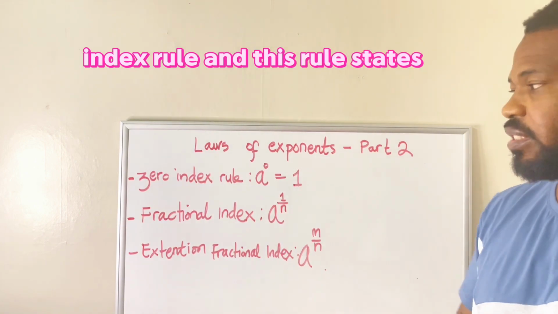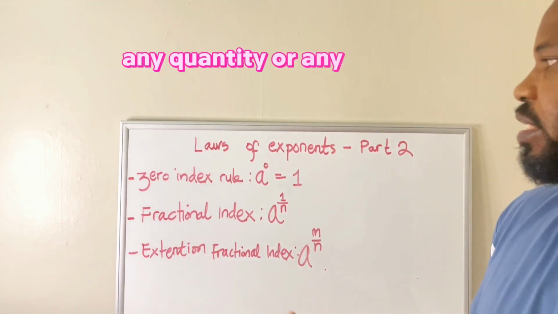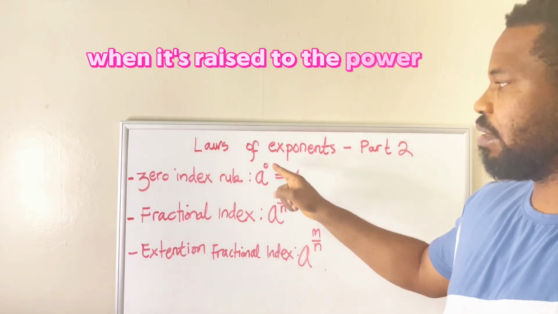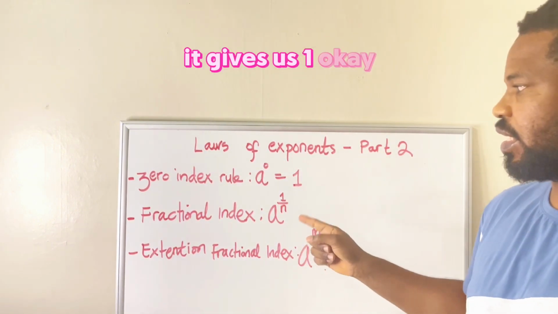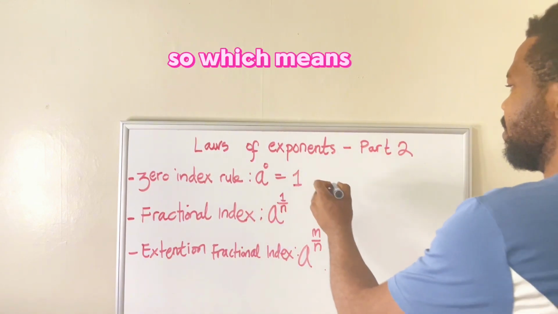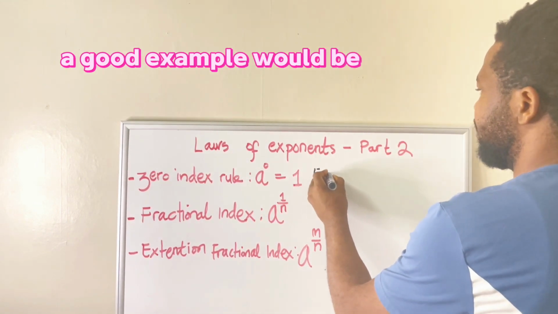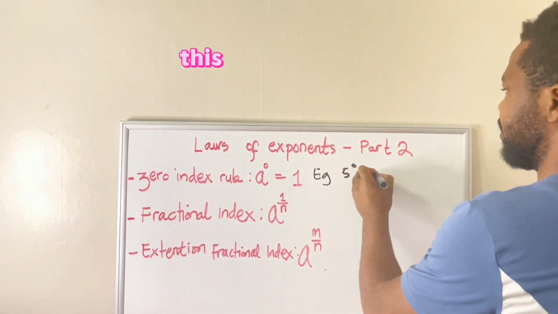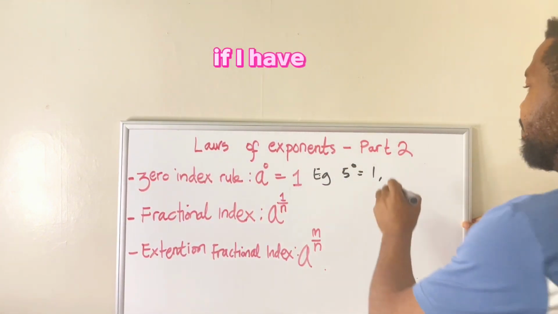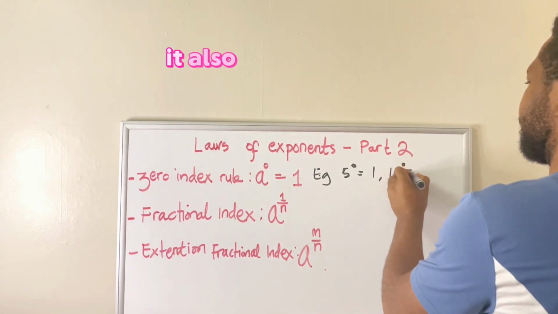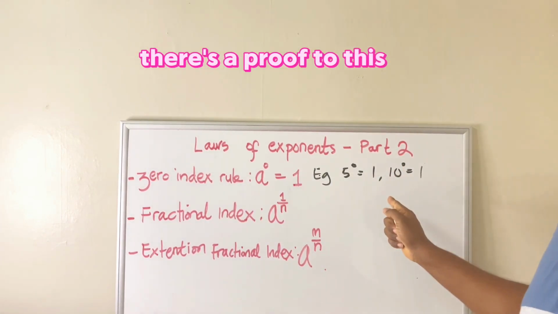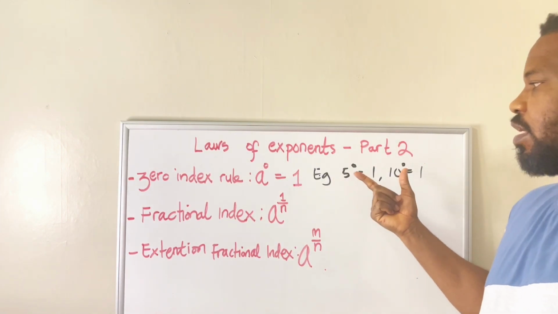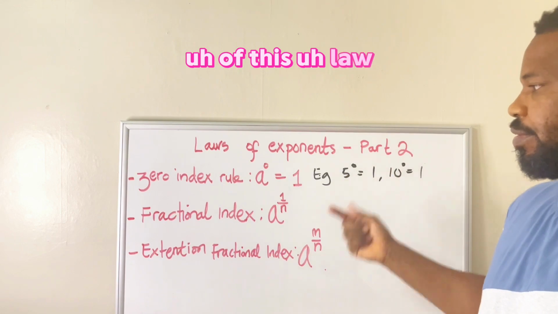And this rule states that any quantity or any number, with the exception of 0, when it's raised to the power of 0, it gives us 1. Okay, so a good example would be if I have 5 to the power of 0, this gives me 1. If I have 10 to the power of 0, it also gives me 1. There's a proof to this. Maybe in a subsequent video, we might look at the proof of this law.